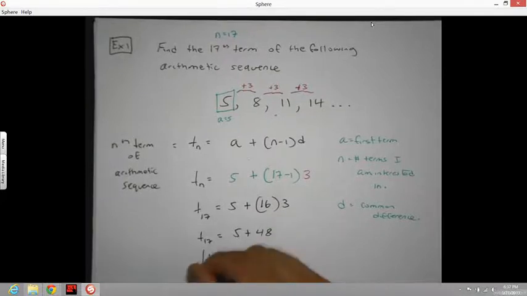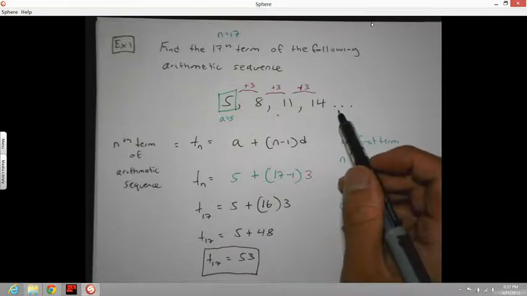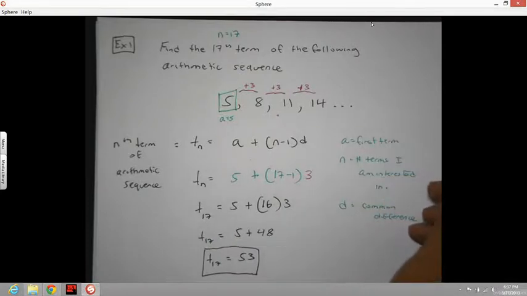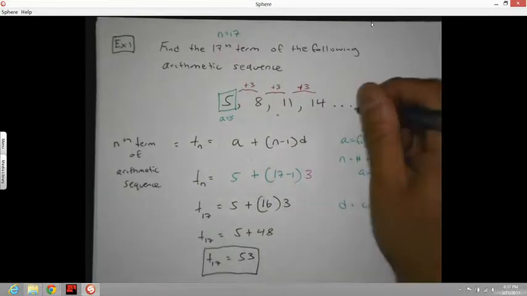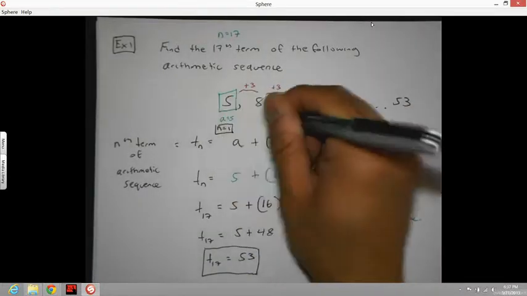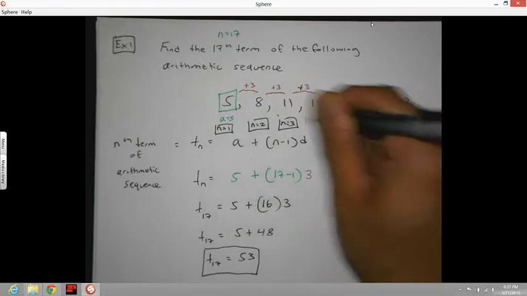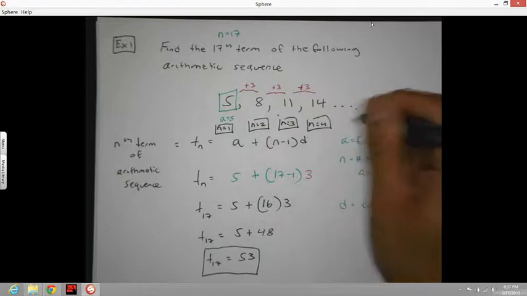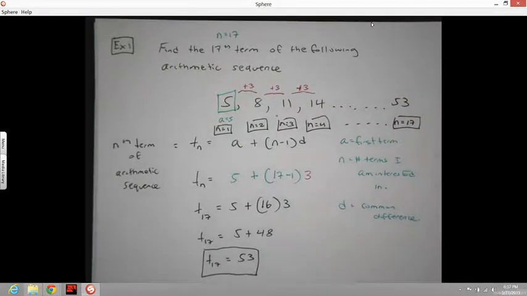Now, if you don't believe me, why don't you add a few more terms to the end of this, okay? Keep going, keep going. You will understand that it will end up being 53 at the very end, okay? Because this is when n equals 1. This here is when n equals 2. When n equals 3, it's 11. When n equals 4, it's 14. If I keep going, when n equals 17, it will be 53. And that's how you do this problem.